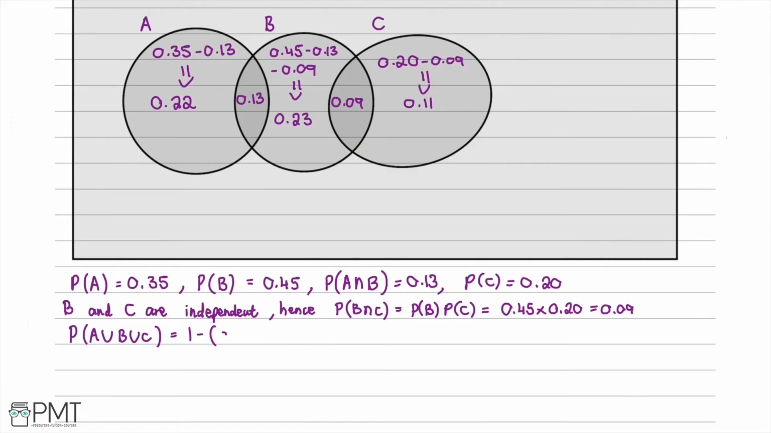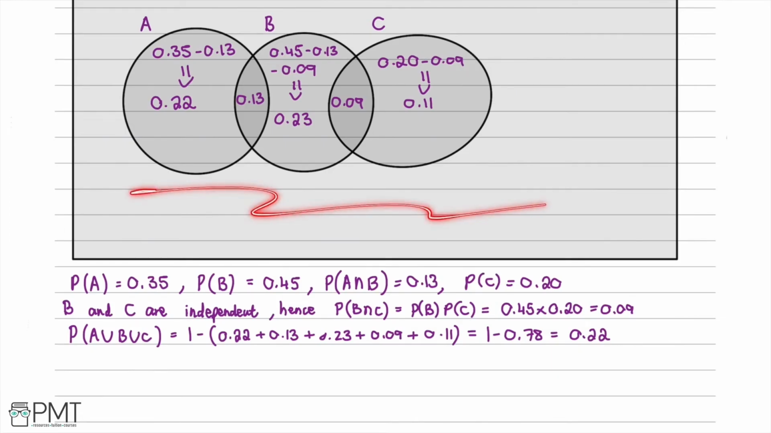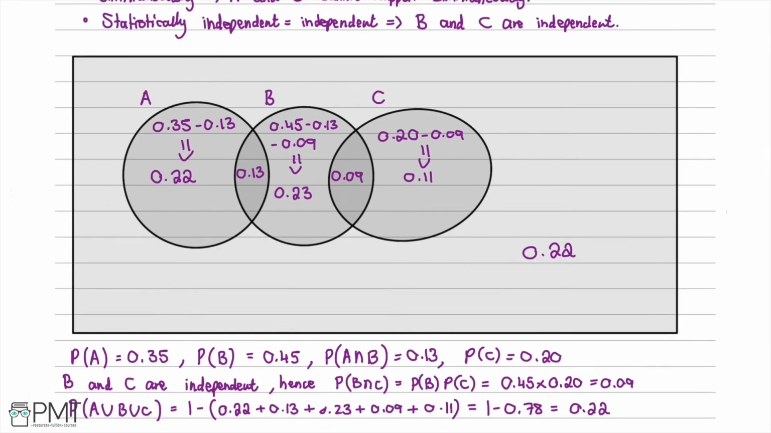So we're going to go from left to right: 0.22 plus 0.13 plus 0.23 plus 0.09 plus 0.11, and then this is going to be equal to 1 minus 0.78, and that is going to be equal to 0.22. So therefore we know that everything else is going to be equal to 0.22. So we'll then just write this in here, and we've therefore completed the question, and we have successfully filled out our Venn diagram.